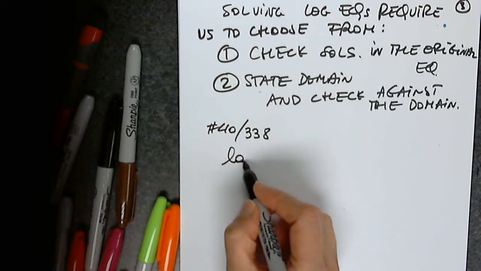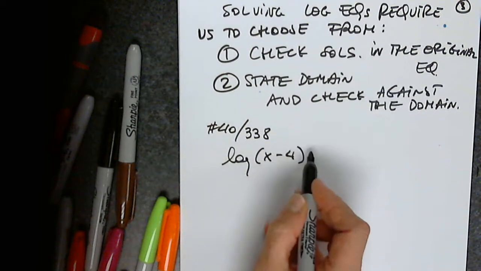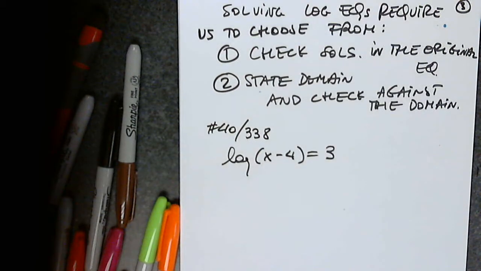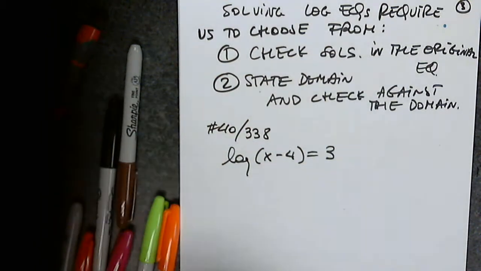So log of x minus 4 equals 3. I don't see a base. What will the base be here? 10. Yes. If there is no base, the base must be 10. Very good. Okay. So now, what is the domain of this function?